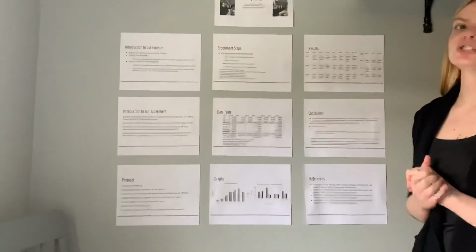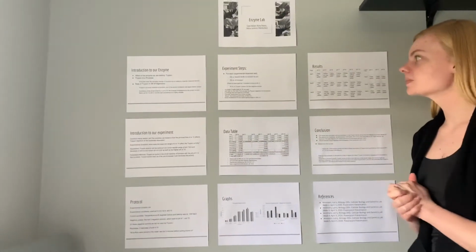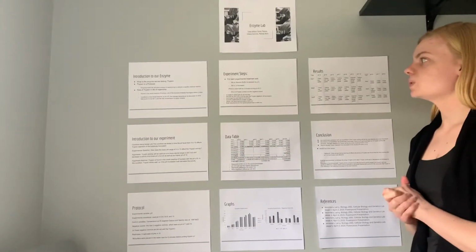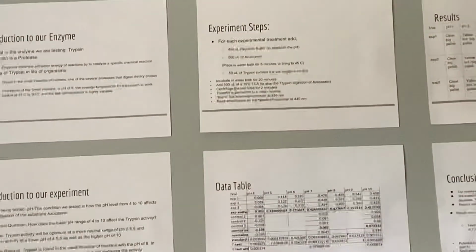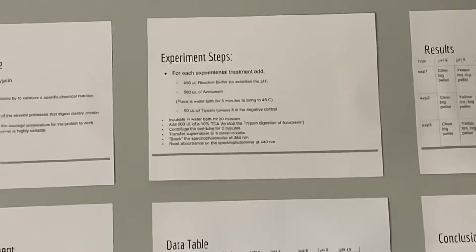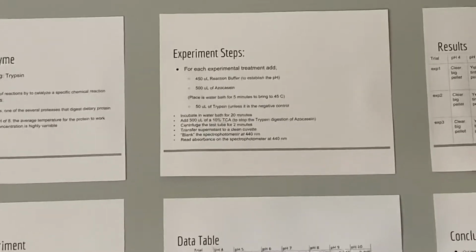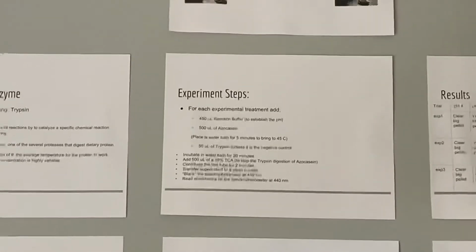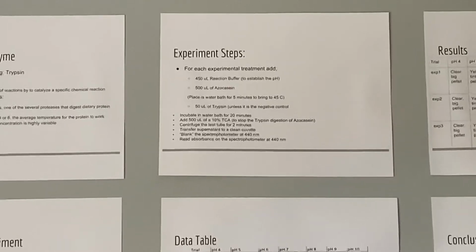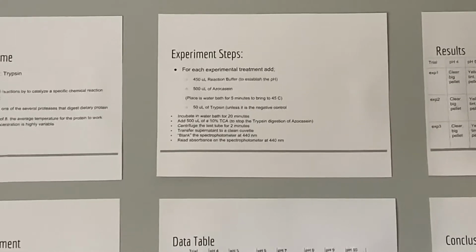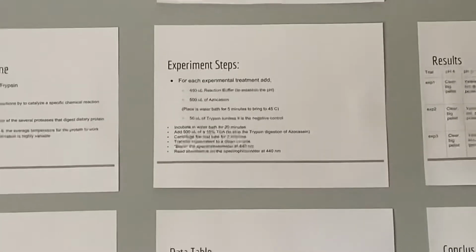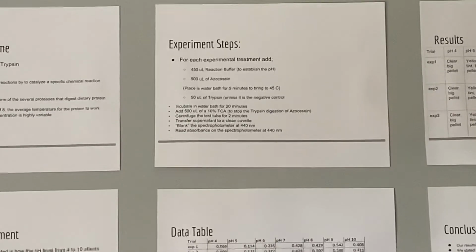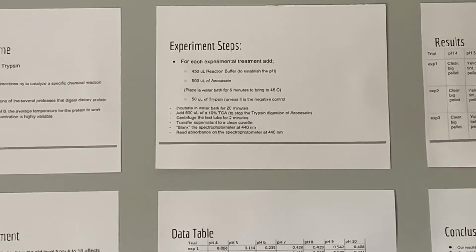So next we're going to go into our experimental steps. For each experimental treatment, we added 450 microliters of the reaction buffer, and this was to establish the pH. We added 500 microliters of azocasein. After that, we placed it in a water bath for 5 minutes to bring it to that 45 degrees Celsius. We took it out and added the 50 microliters of trypsin.